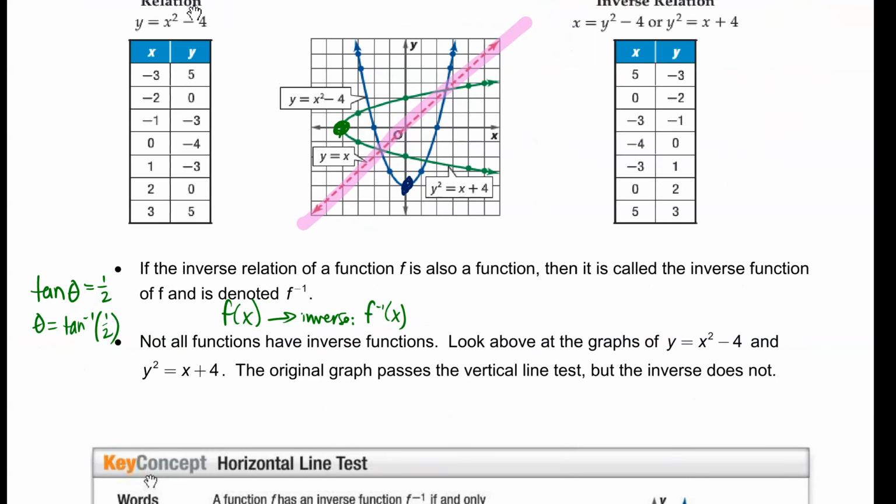Look above at the graph. Y equals x squared minus 4. So this is the one that's in blue. All right, x squared minus 4. And y squared equals x plus 4. So that's the green one. The original graph passes the vertical line test, but the inverse does not.